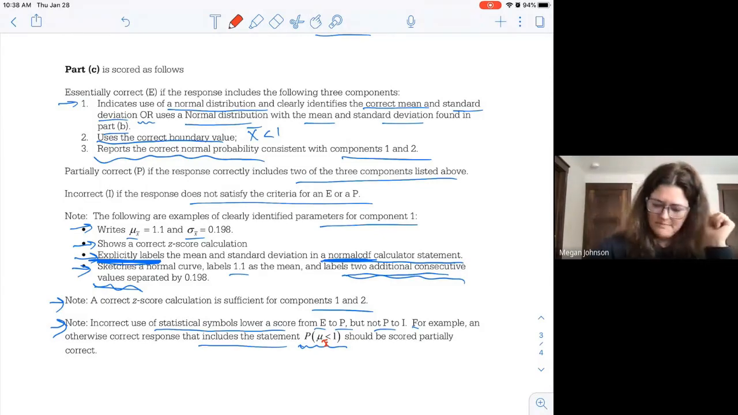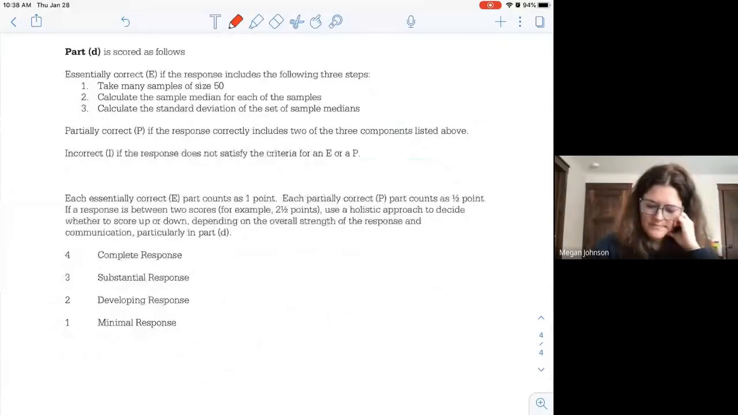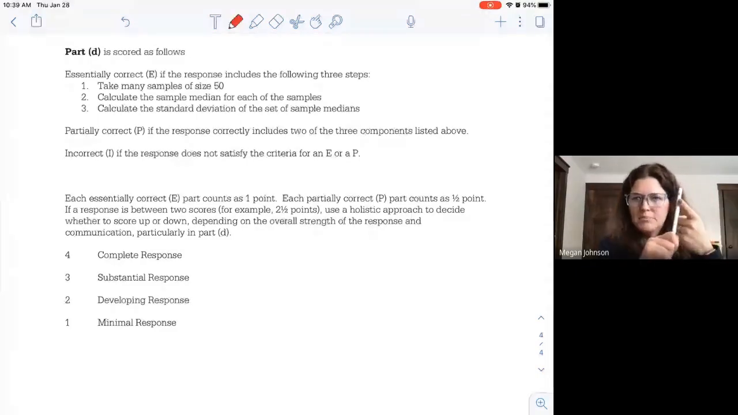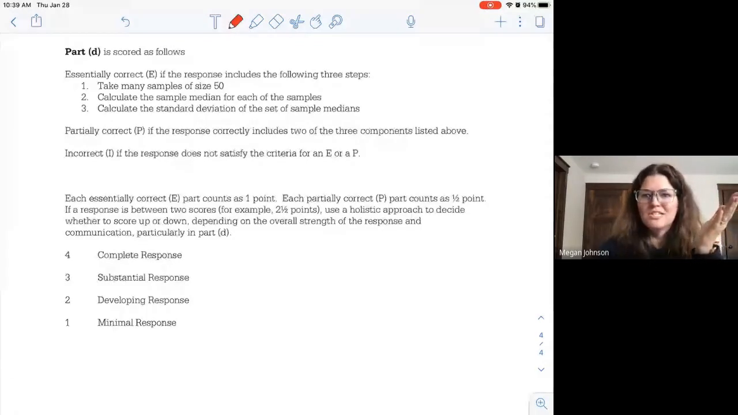Okay, moving on. Part D. So part D, it seems tricky because they start talking about medians and you're like, wait, what? Where did medians come from? They just want to see that you recognize, oh yeah, I can do this with a sampling distribution as long as my sample size is large enough. Then I'm going to fall into normal calculations and I can find the standard deviation. And you don't even have to carry it out. You're just explaining how you would do this.